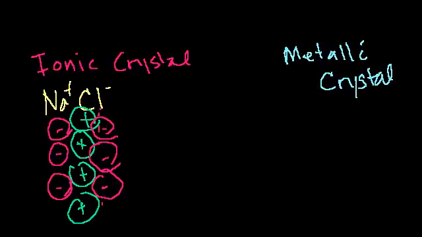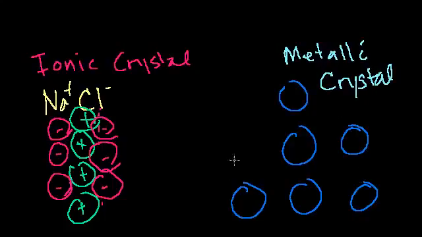Now the metallic crystal we've talked a lot about. Metals, they like to get rid of their electrons, or not get rid of them, they like to share them. So what happens is, let's say the case of iron, you have a bunch of iron atoms. This is all iron. And their electrons are allowed to roam free in the neighborhood.